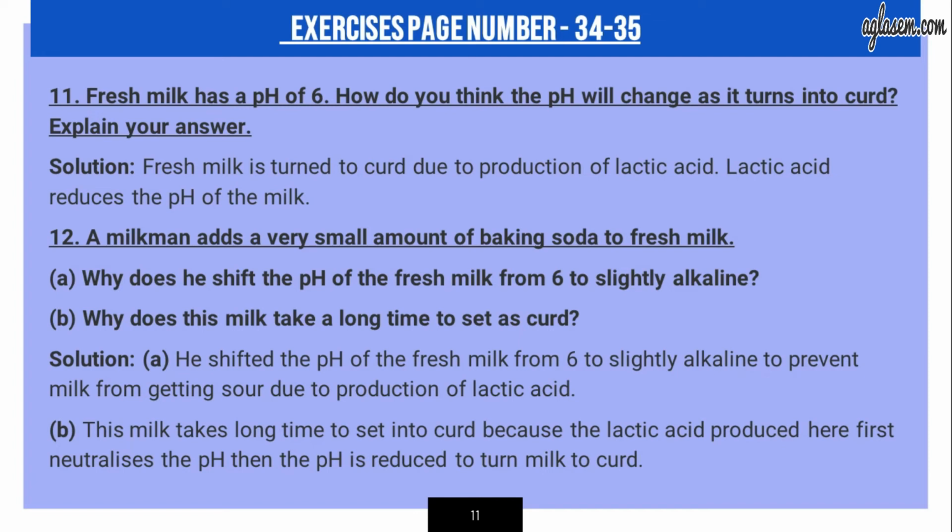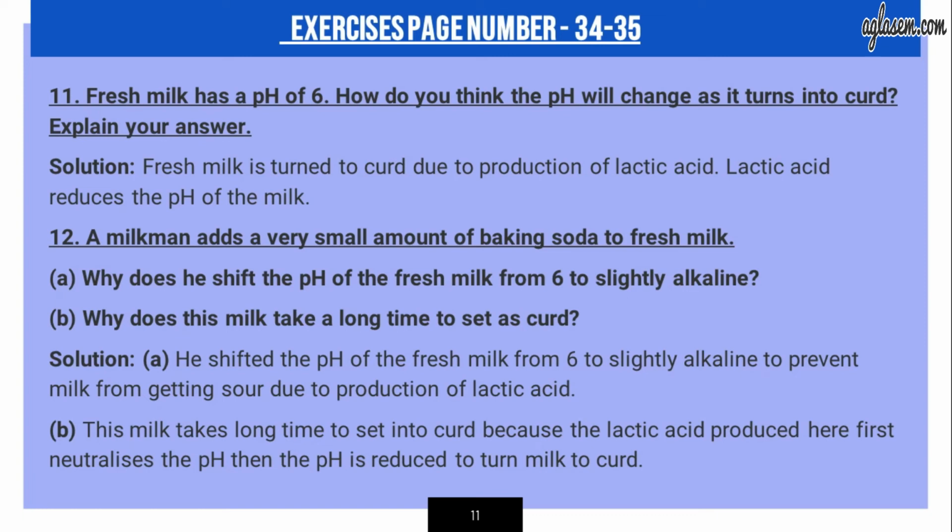Now moving to the next question, that is question number 12, which says, a milkman adds a very small amount of baking soda to fresh milk. A is, why does he shift the pH of the fresh milk from 6 to slightly alkaline? B is, why does the milk take a long time to set as curd?